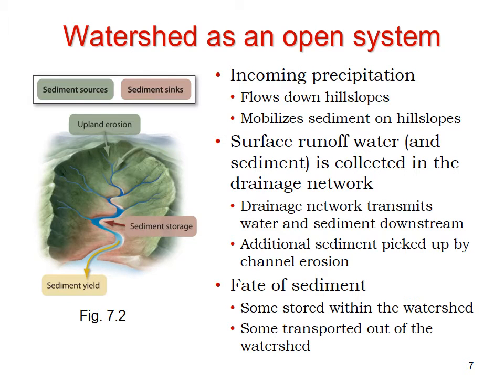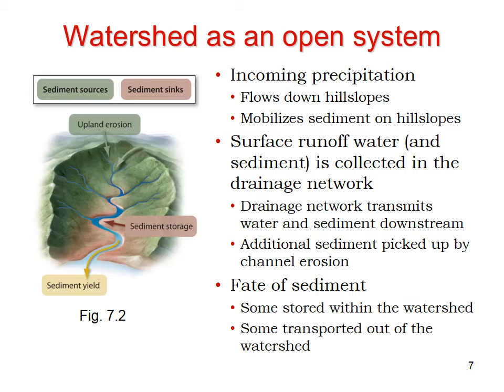As you remember from Chapter 1, the watershed is an open system. Precipitation comes into the watershed from outside. It's delivered to the watershed as precipitation. It flows down the hillsides. It gets into the groundwater. It flows down this drainage network, and it leaves the watershed. So water, incoming precipitation, is mass that's brought into our open system and exits our open system.